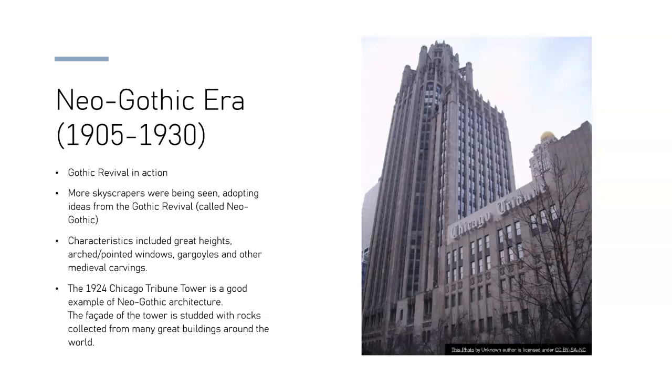The 1924 Chicago Tribune Tower is an example of neo-Gothic architecture. And the cool thing about this building is the facade of the tower is actually studded with rocks that were collected from many great buildings around the world. So this really shows this has been a preserved idea, and it puts emphasis on the fact that this is a revival of previous ideas, but yet in a more modern sense. We're starting to adopt this in the present day.